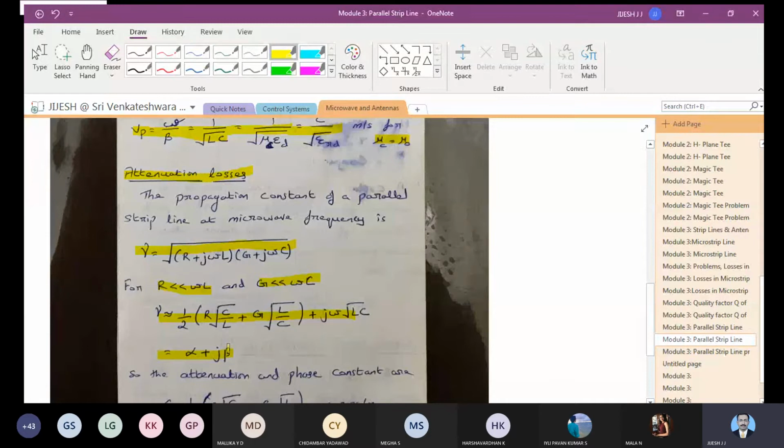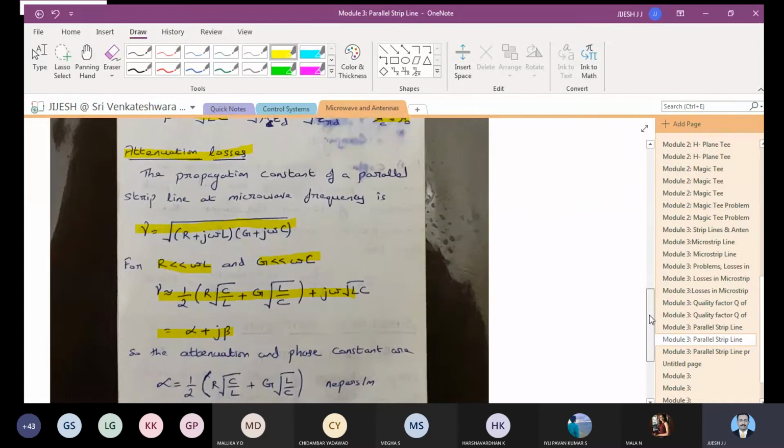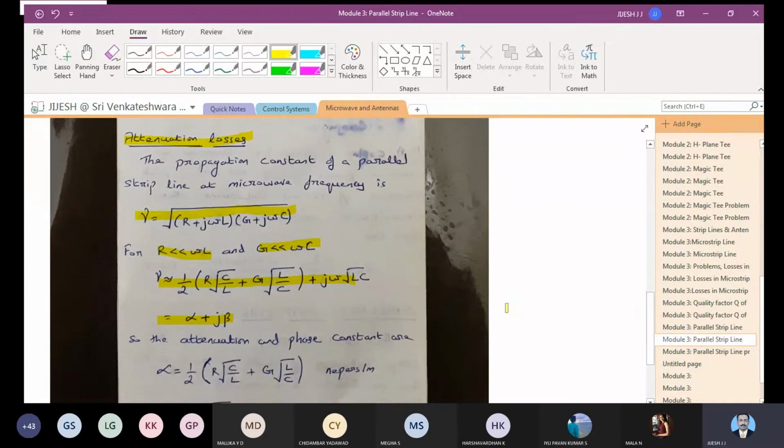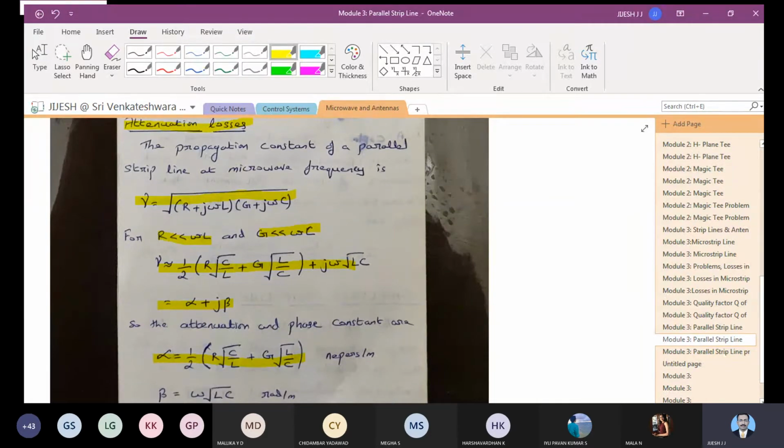From this, we can write the equation for alpha and the equation for beta. These are all the same equations we studied in module 1. I have not written even a single equation extra here. The attenuation losses can be calculated using the equation 1 by 2 R root of C by L plus G root of L by C. Its unit is nepers per meter, and beta is omega root of LC. All the same equations are written here to find the attenuation losses.